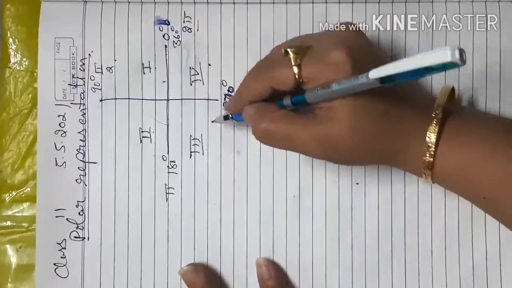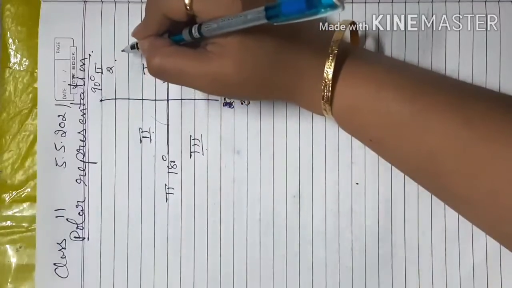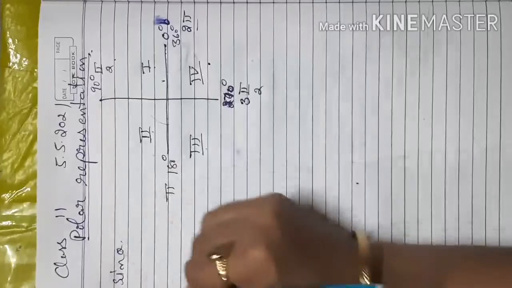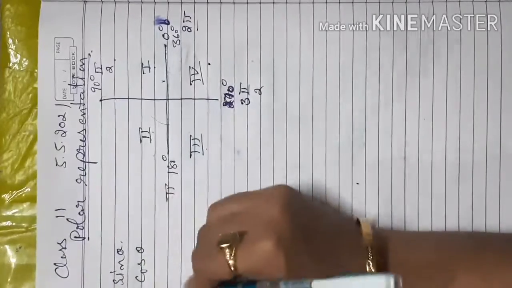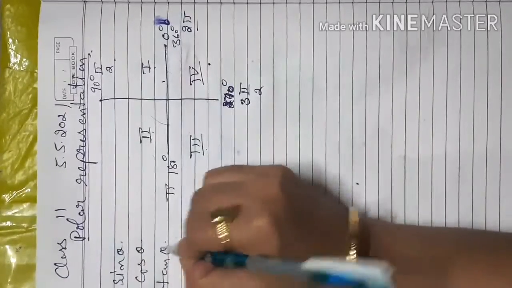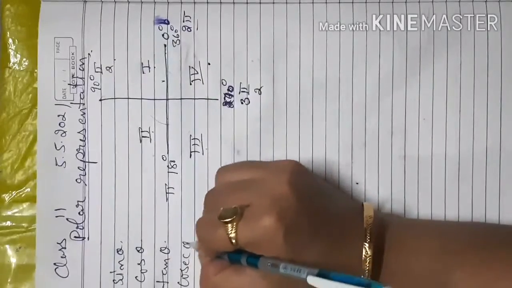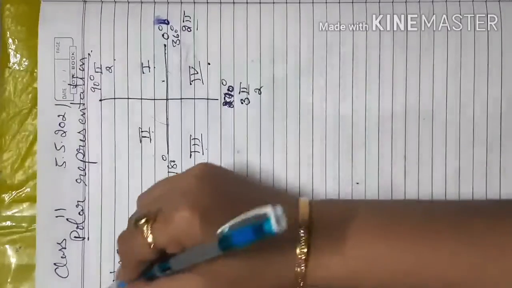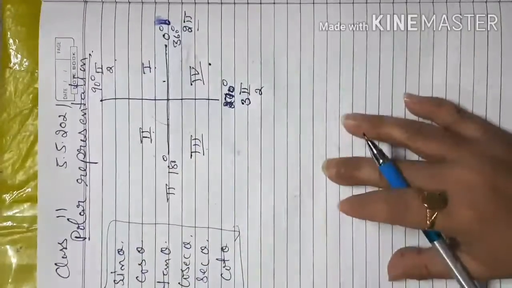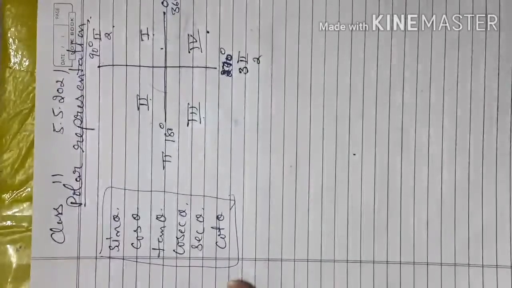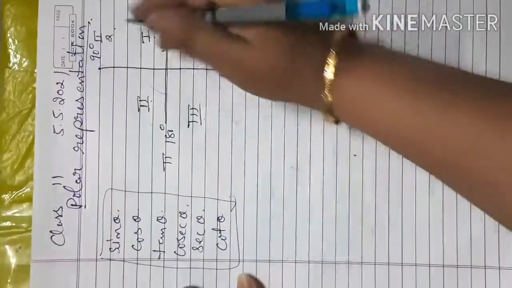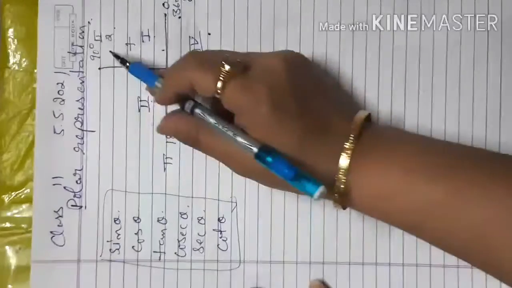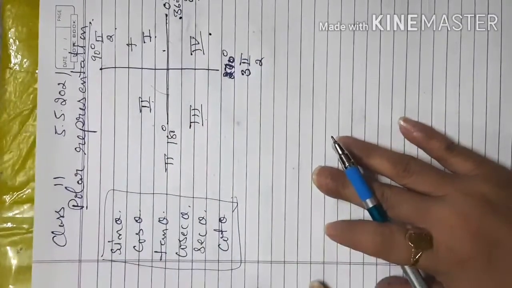So here in the first quadrant, all your trigonometric terms, the 6 trigonometric terms: sine theta, cos theta, tan theta, cosecant theta, secant theta and cot theta, all these 6 trigonometric terms in the first quadrant are positive. That means whatever their values are from 0 to 90 degree, they will be positive.